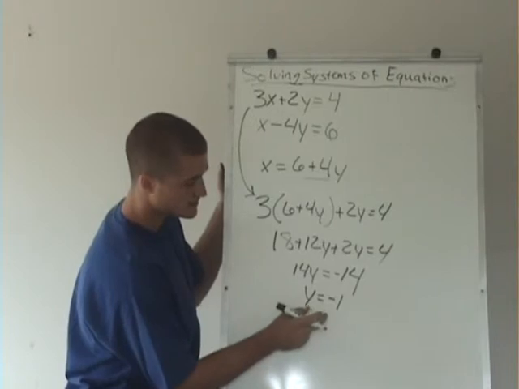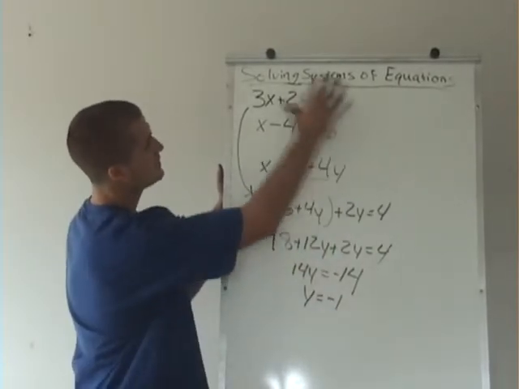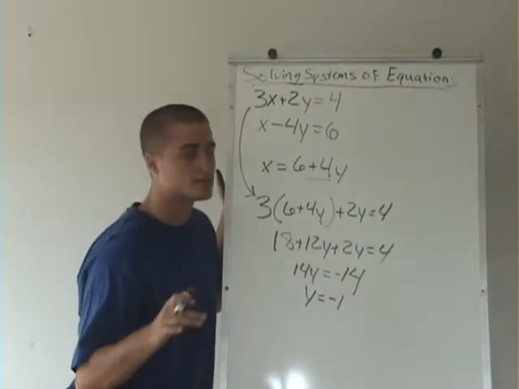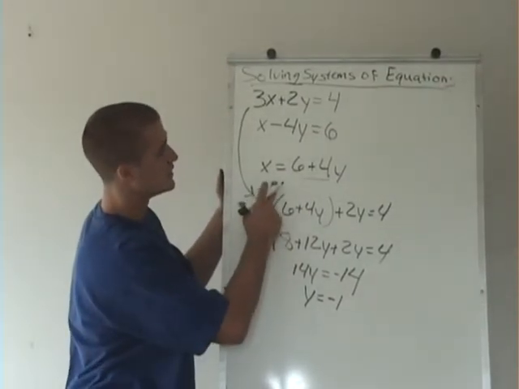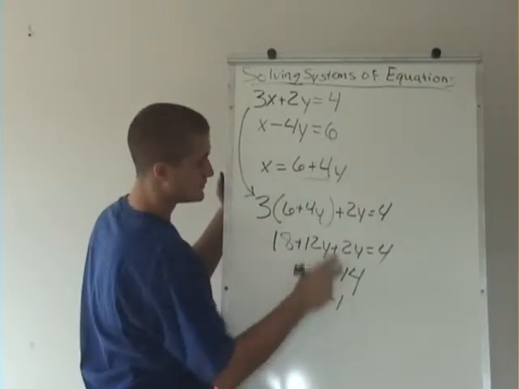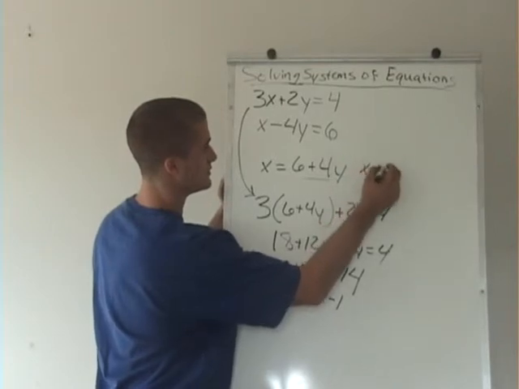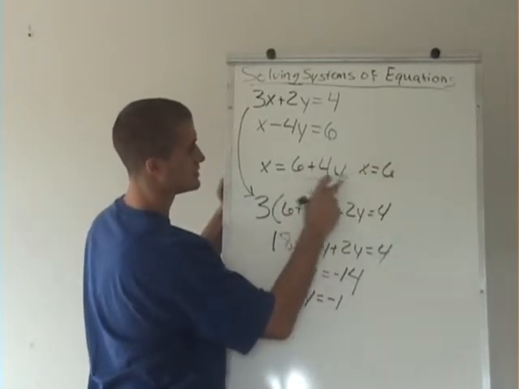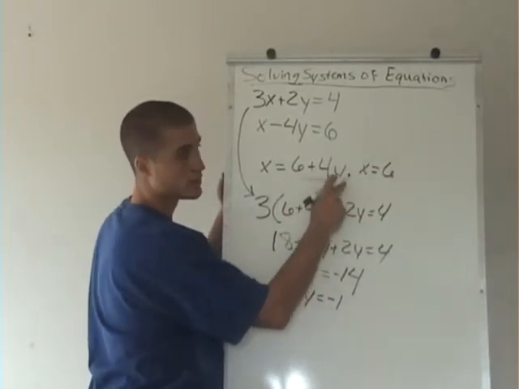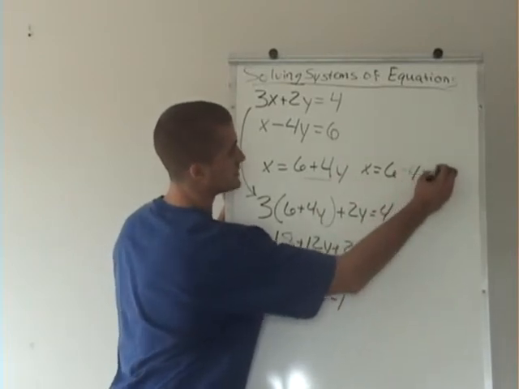Alright, so now that we have y is equal to negative 1, we can plug this back into any of these equations and find out what x is equal to. So let's just plug it back into this one here. Since we know y is negative 1, we can say x is equal to 6 plus 4 times negative 1, or minus 4. x is equal to 2.